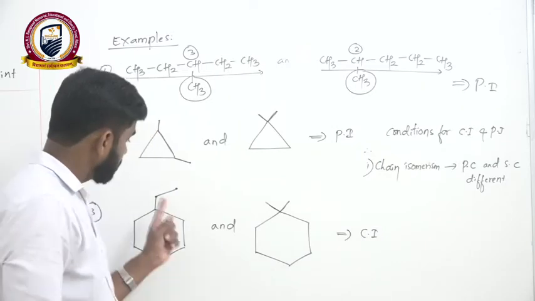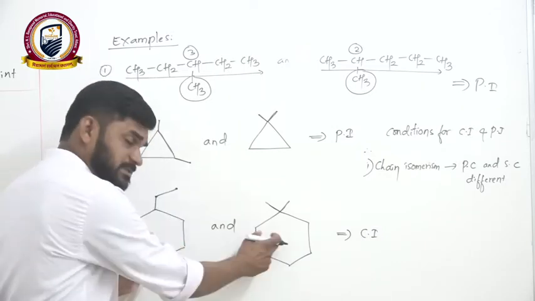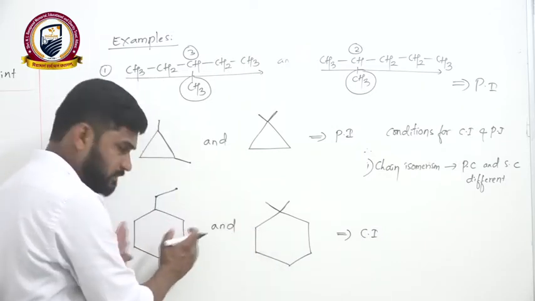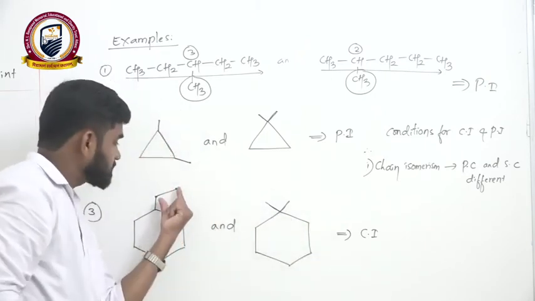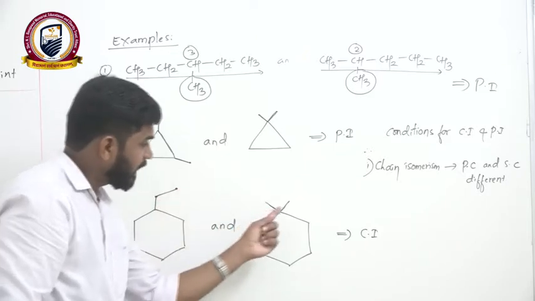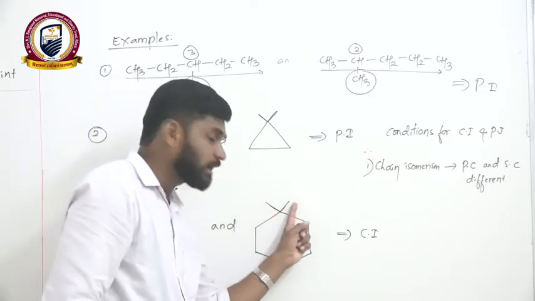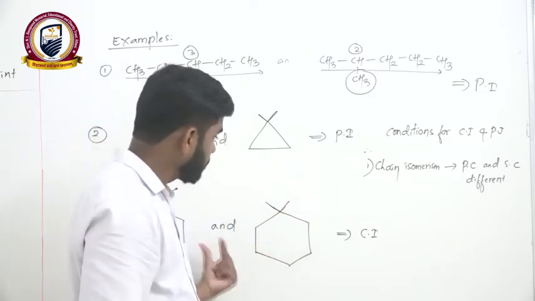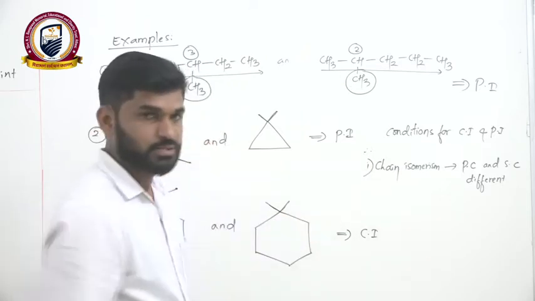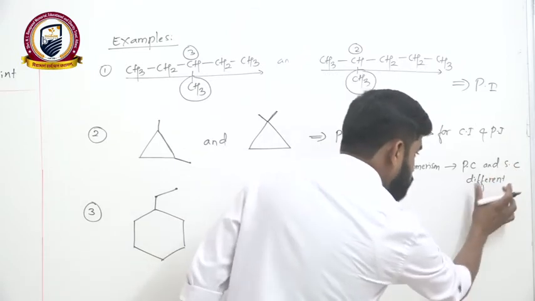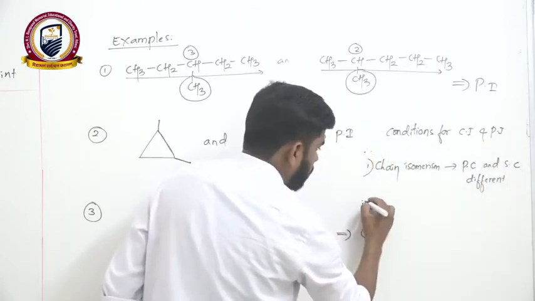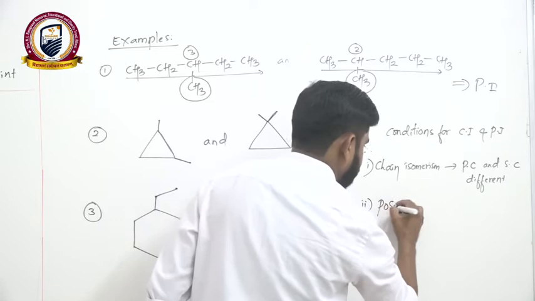Look at this example. The parent chain is the same. The parent chain is cyclohexane, and it is also cyclohexane. But the side chain, in this compound, has 2 carbon atoms, and in this the side chain has one carbon atom. That's why this will be exhibiting chain isomerism. So the condition is that parent chain and side chain should be different. And now go for position isomerism.